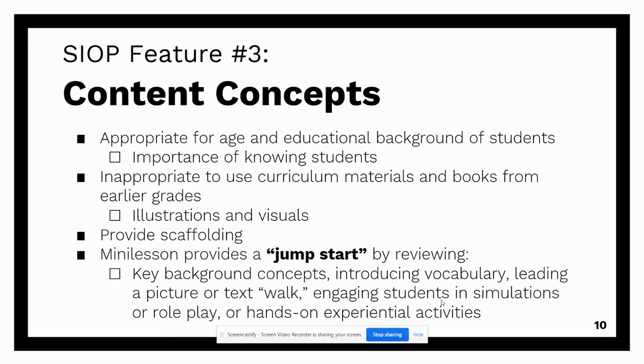So we always want to make sure they're appropriate for the age and educational background of students. And that just reiterates and reinforces how important it is to know our students. But we also want to be aware that it would be inappropriate to use curriculum materials and books from earlier grades. So sometimes in schools, teachers think, oh, well, they're a language learner and they're not quite here yet. I'm just going to grab a textbook from a younger grade, 2 grades below them, and they can just use that. That's still inappropriate, right?